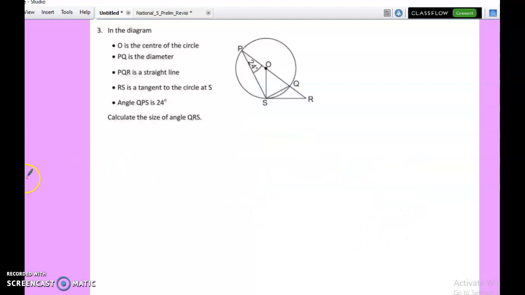Okay, number 3. Diagram here. O is the centre, so there's my centre. PQ is the diameter. PQR is a straight line. RS is a tangent. And angle QPS, which is the one marked in here, is 24 degrees, and I want to find the size of angle QRS. So first thing I need to do is identify the angle I want to find. It's angle QRS, it's the one I draw around. So it's this angle here that I want to find.